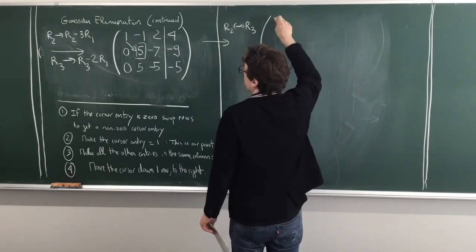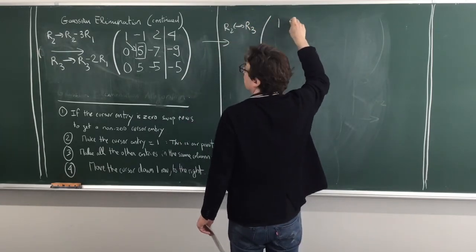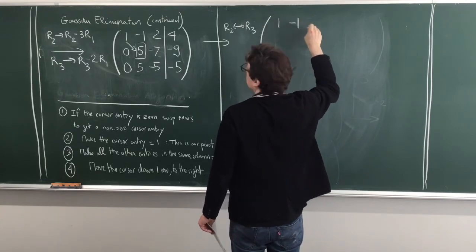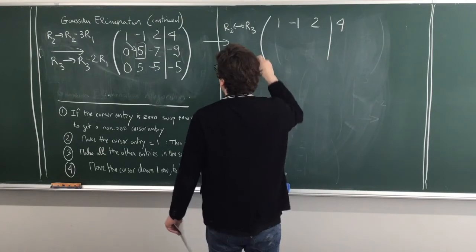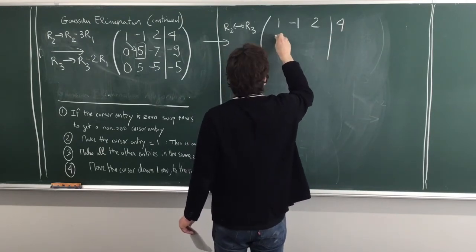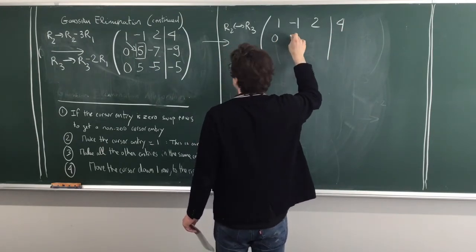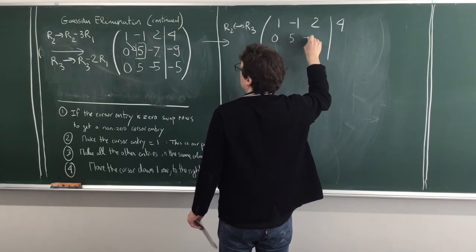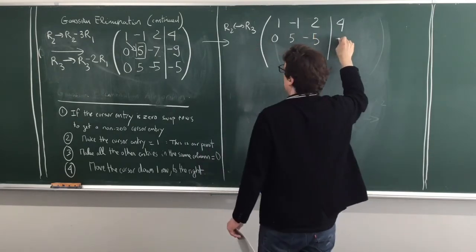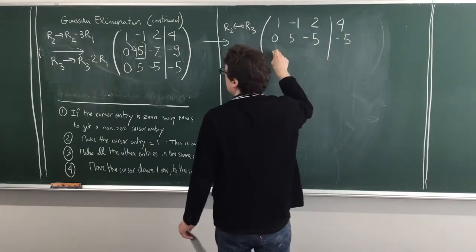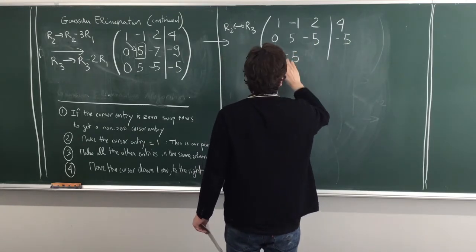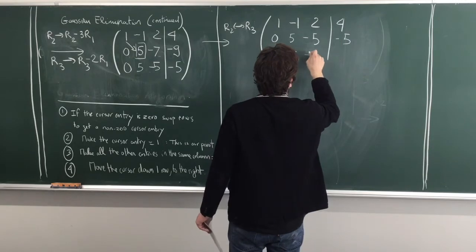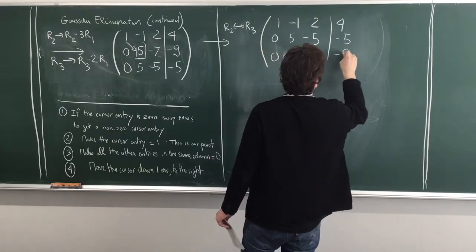Okay, doing that, row 1 is unchanged. So 1, minus 1, 2, and 4. And therefore, the second row is 0, 5, minus 5, and here minus 5. And here we get 0, minus 5, sorry, it was a 5, and then minus 7, and then minus 9.